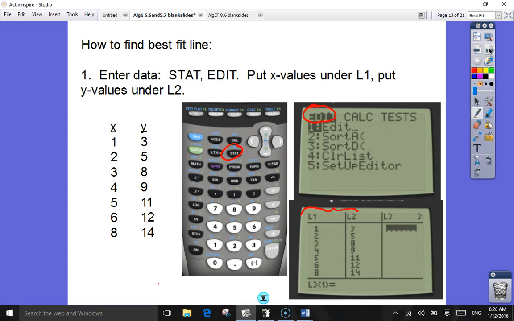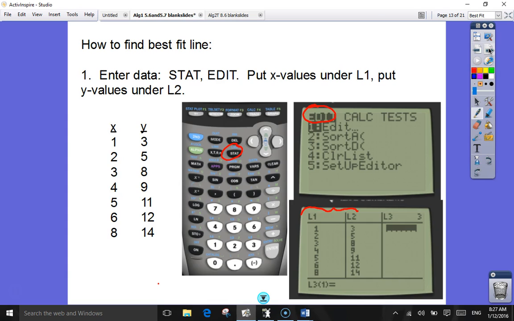Seven plus 7, 1, 2. Stat. Edit. 1. Enter. So you got to get those.